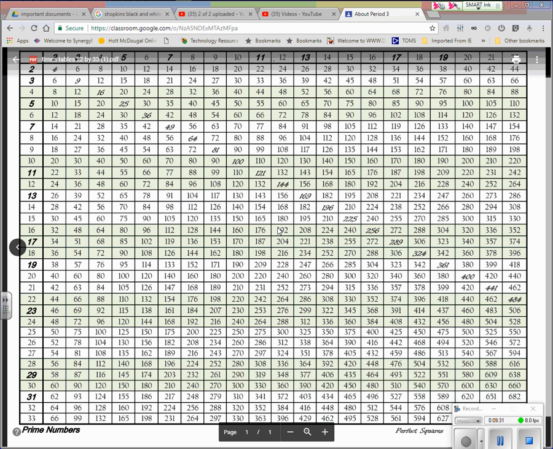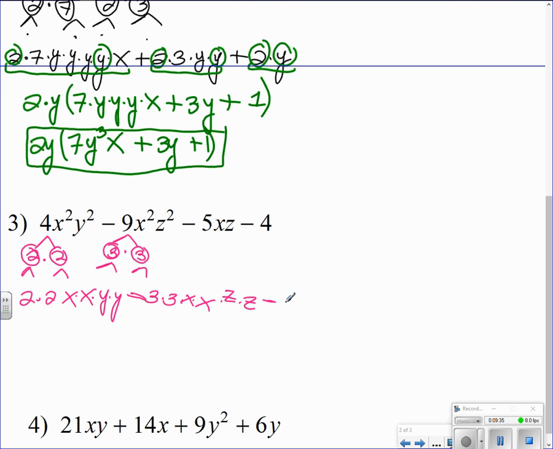If you look at your times tables, 5 is prime. So I cannot break it down, but there's 1x multiplied by c. And then factors minus, because of that, factors of 4 will be 2 multiplied by 2, and those are prime. So I can write this as 2 multiplied by 2.